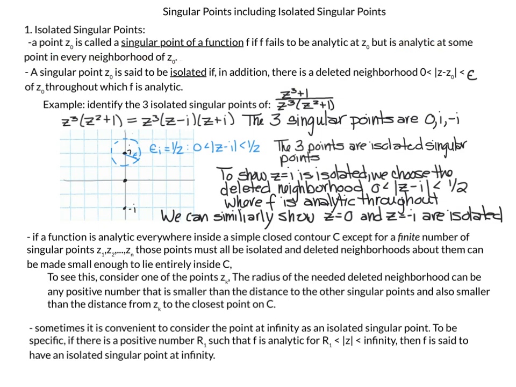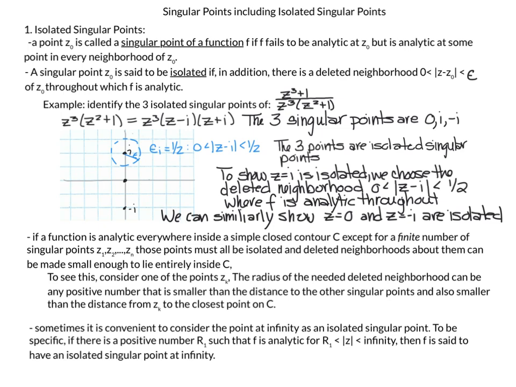Our next definition: a singular point z0 is said to be isolated if, in addition to being a singular point, there is a deleted neighborhood, where the modulus of z minus z0 is less than epsilon and greater than 0, of z0 throughout which f is analytic. Again, we'll take a closer look at this definition in the main part of our video.